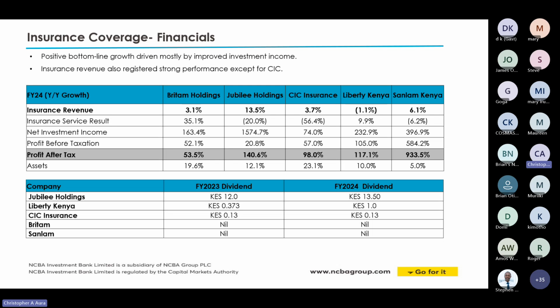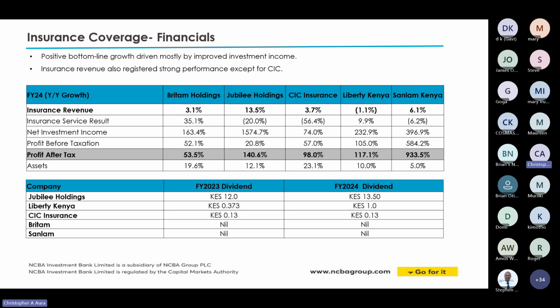With this, we saw the PAT, profit after tax, really grew, and Sanlam stood out here. But this 935% growth is because Sanlam has been making losses for years. So they made a loss in 2023 and made a profit in 2024. That's why you see that massive growth.